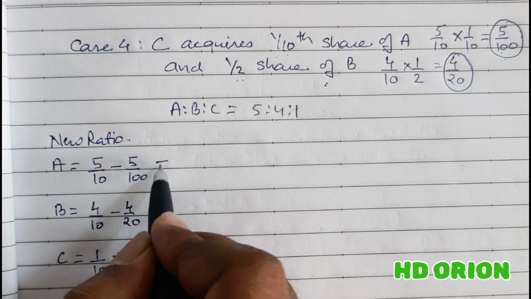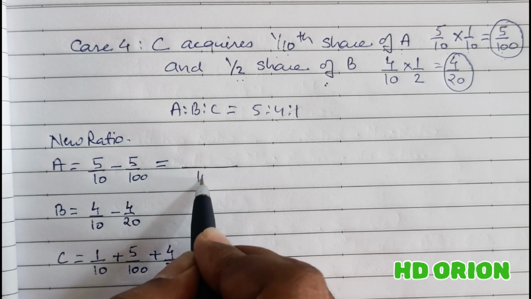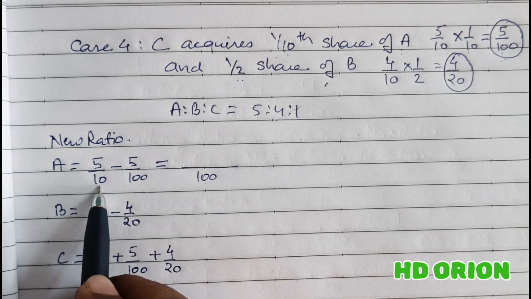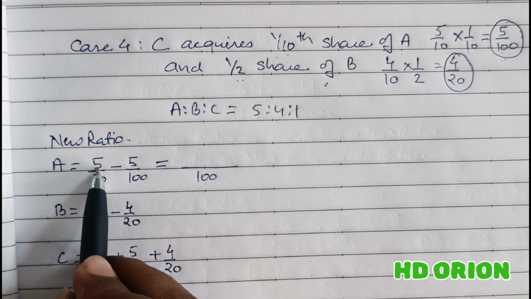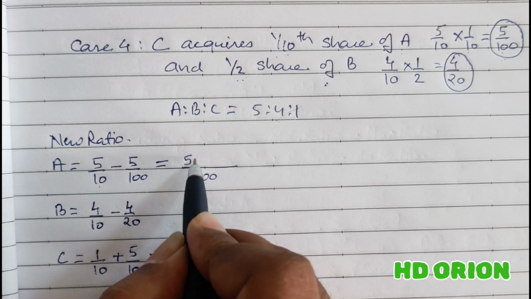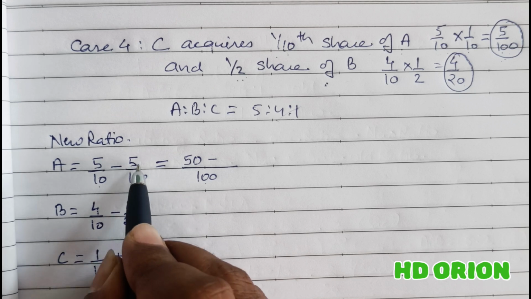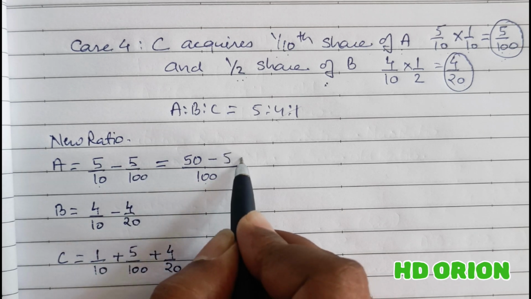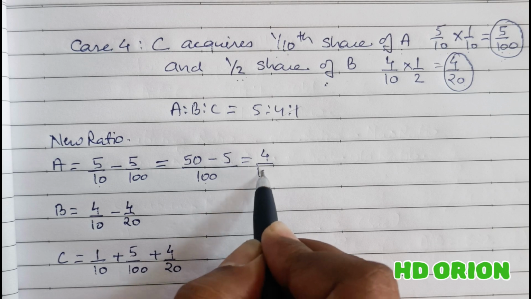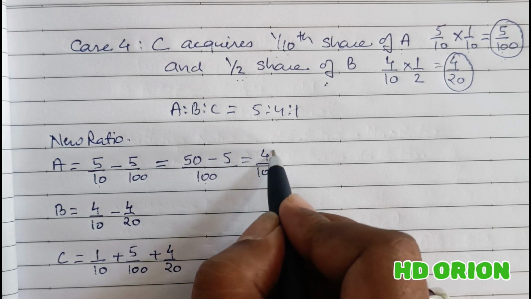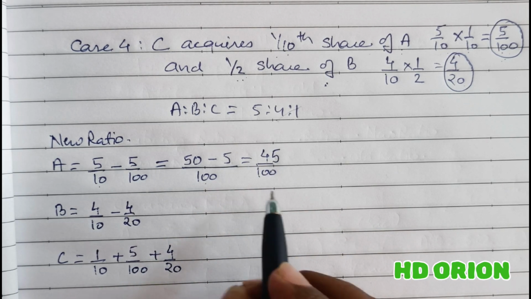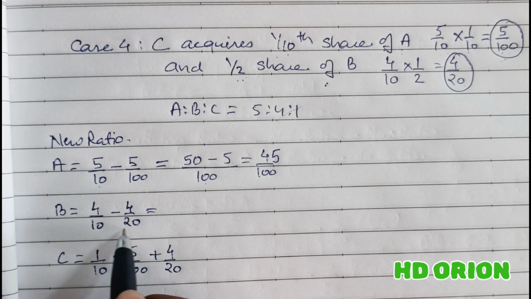Now when you solve this, for A, LCM is here 100. Now 100 divided by 10 is 10. 10 multiplied by 5 is 50. Minus. So 100 divided by 100 is 1. 1 multiplied by 5 is 5. So here we get 45 by 100. And here LCM is how much?